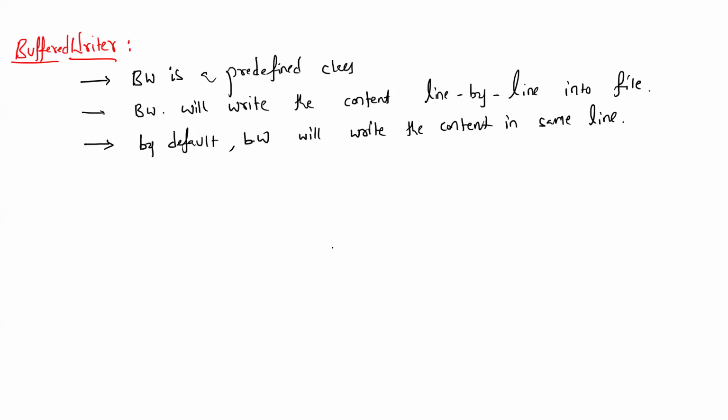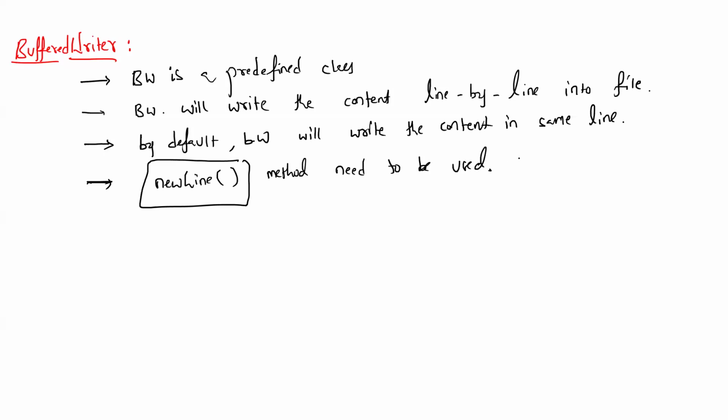But what is the solution? What does file writer have? \n for content to be written in the next lines. But when it comes to buffer writer, we have a method called the new line method. newLine() is a method. We have to use this new line method to write content in separate lines.